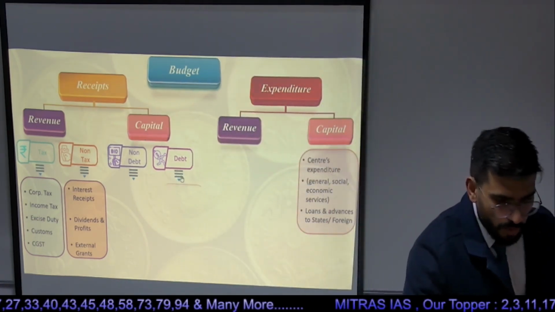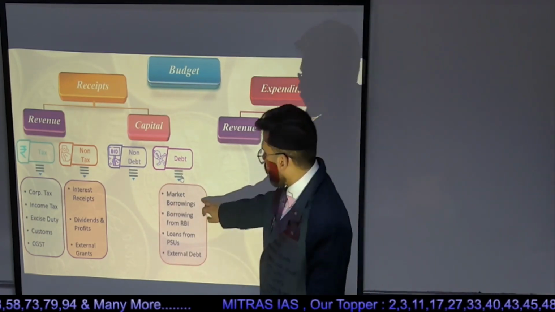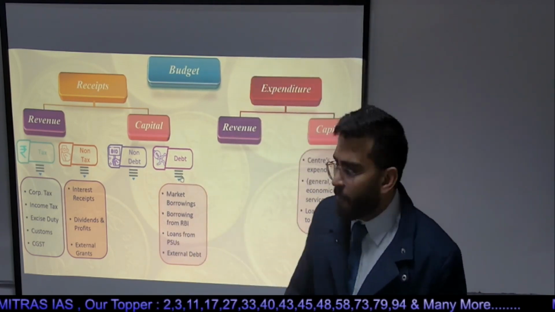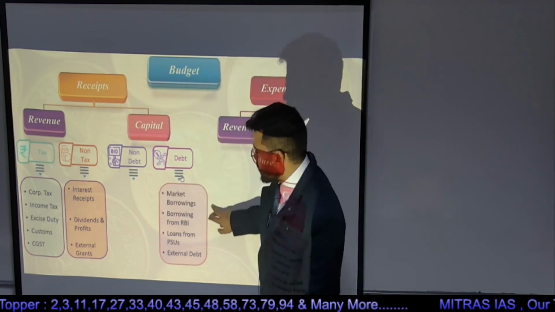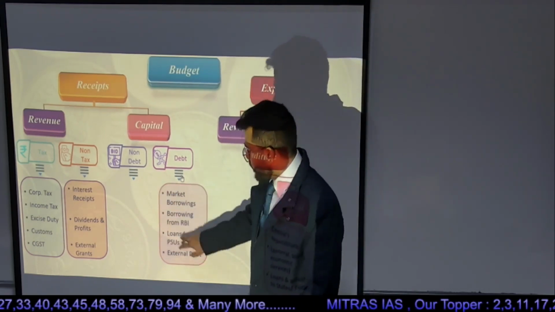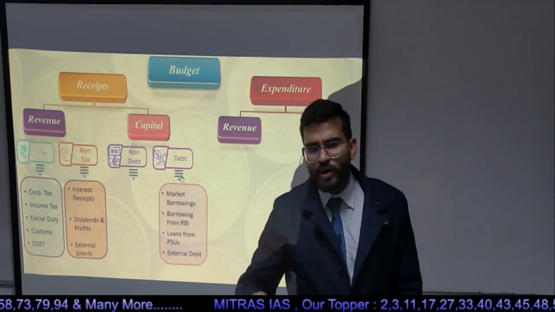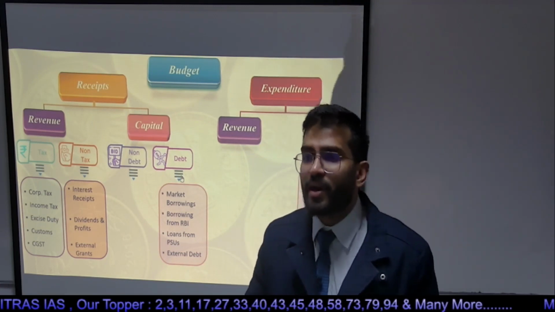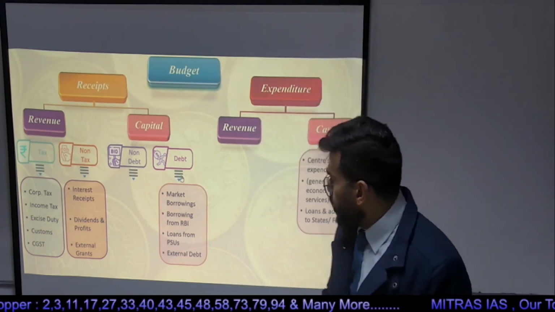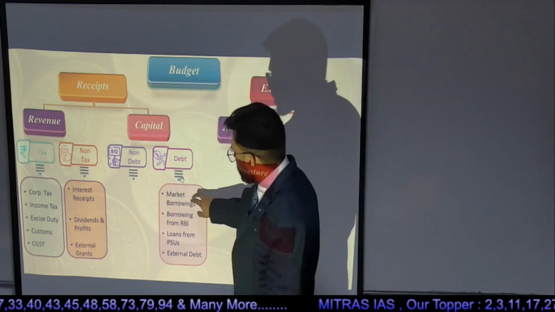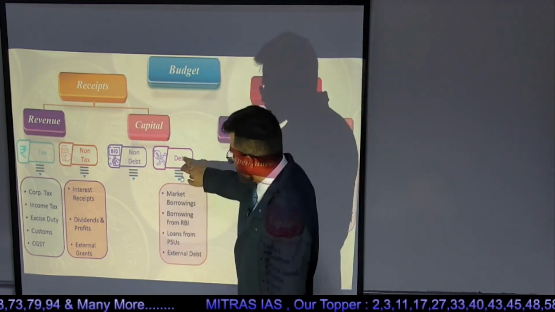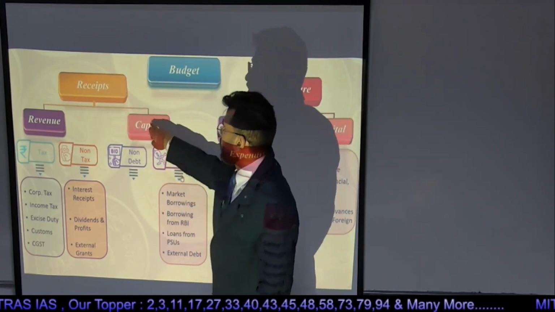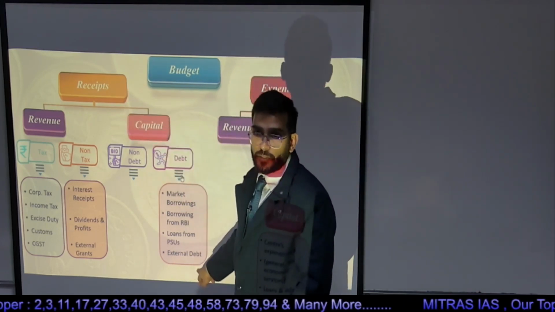You can borrow from the market, you can borrow from RBI, you can borrow from PSUs, you can borrow from outside India as well, external debt. But 95% of our debt is internal debt. This is called internal debt, and this is external debt. 95% of our debt is internal, only 5% is external. That's why we don't have the problem of sovereign debt. So this is the market. The sum total of all of this is called debt-making capital receipts, which is nothing but the fiscal deficit.